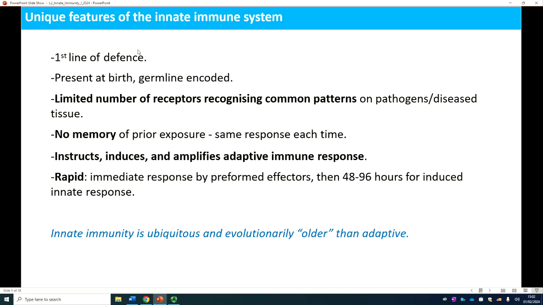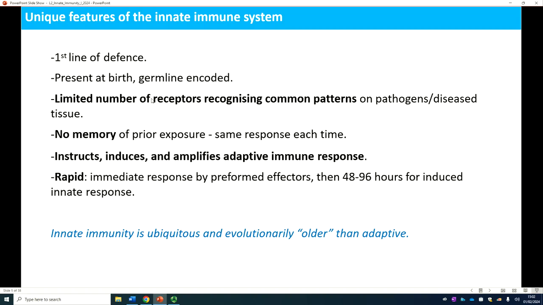So as we already said, it's the first line of defense. Now, it's present at birth, and it's germline encoded. So that means that it's pretty much the same for everyone. It's not like the adaptive immune response. You're born with it, and it's encoded in your germline.